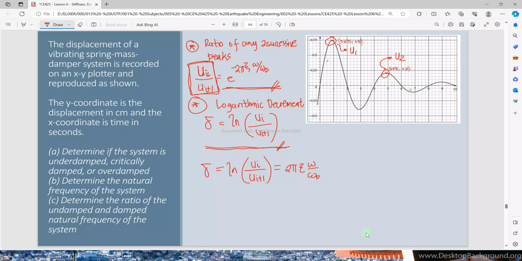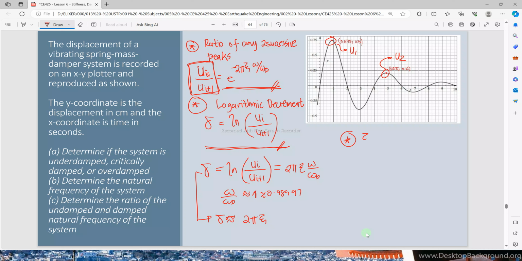Now, since omega and omega d are very close to each other, this ratio is approximately equal to 1. The result might be 0.98997 or something, so approximately that is just equal to 1. So we can write that the logarithmic decrement delta is not really equal, but approximately equal to 2 pi times the damping ratio.